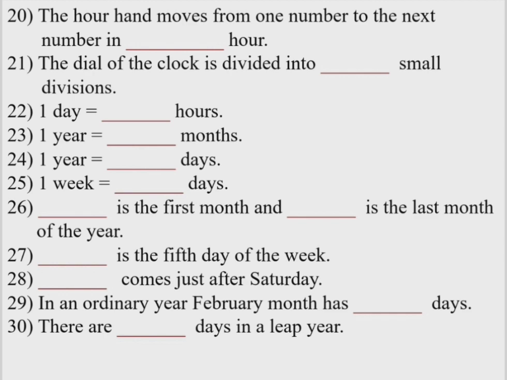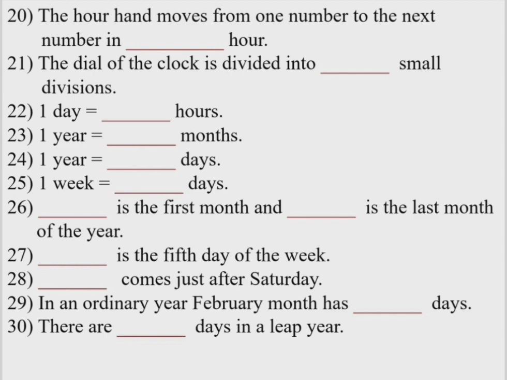25. 1 week is equal to dash days. 26. Dash is the first month and dash is the last month of the year. 27th, dash is the 5th day of the week. 28. Dash comes just after Saturday. 29. In an ordinary year, February month has dash days. 30th, there are dash days in a leap year.